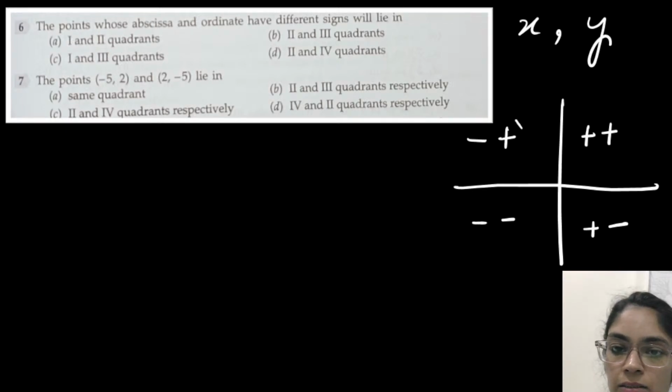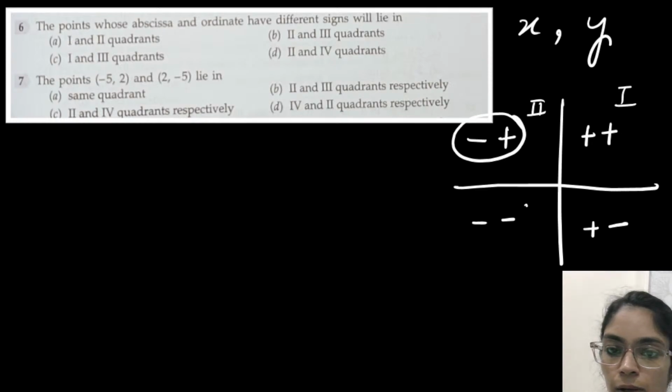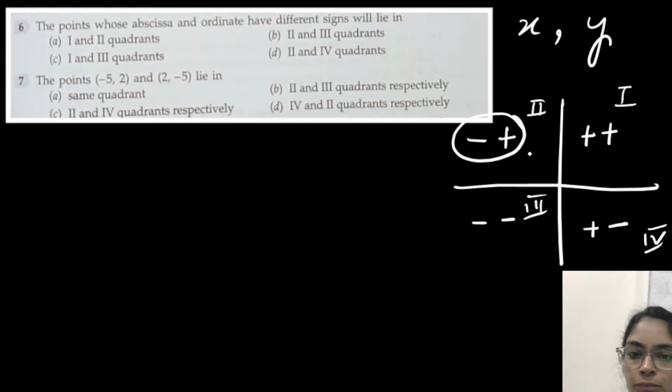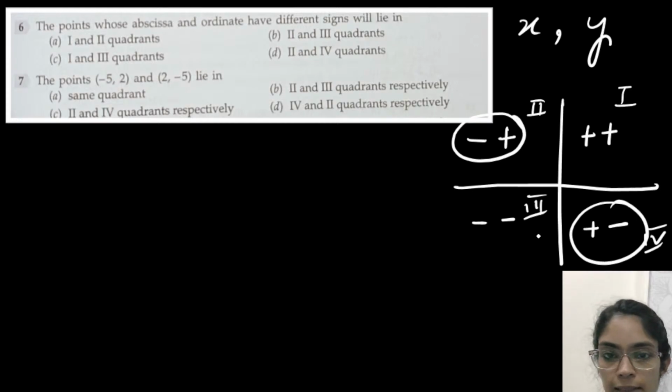Different signs you can see in the second one, because this is the first quadrant, this is the second quadrant, this is the third quadrant, this is the fourth quadrant. So you can see in the second one positive negative and in the fourth one positive negative. First and third ones have the same sign. So second and fourth. Yes, so option D. Nikhil, Rishik, Shashank, Tarunya, most of you have given the answer, option D. Next one.